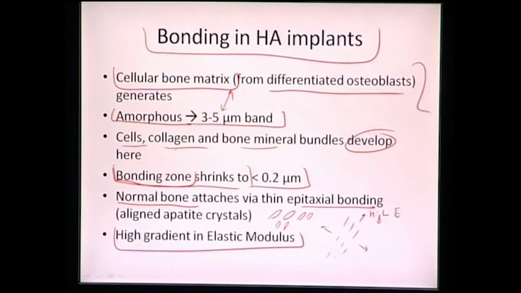So overall we can see that cellular bone matrix will generate once the osteoblasts are differentiating. It forms a certain amorphous region, and in the region between the amorphous layer and this interface, we have cells, collagen and bone minerals. They start to develop, and because of that the zone shrinks to less than 0.2 microns, and that brings the bone closer and starts forming epitaxial bonding, which is nothing but the aligned apatite crystals, leading to a very high Young's elastic modulus.